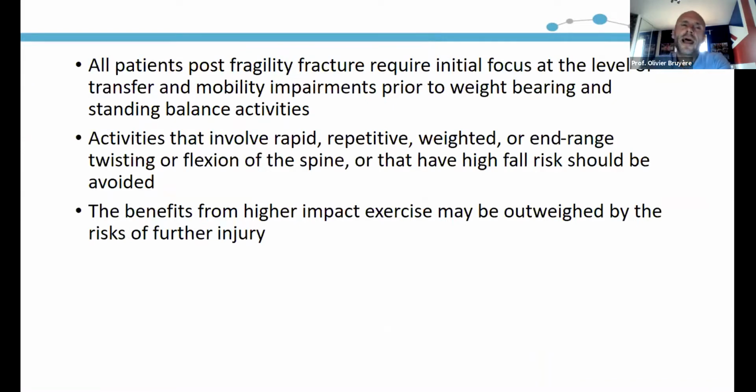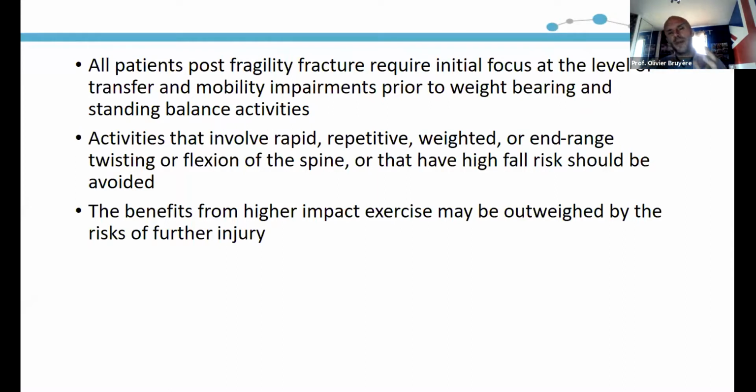However, we should pay attention with a patient with a vertebral fracture, because you are obviously aware that a new vertebral fracture is a major risk factor for a new fracture. So we need to be quite cautious with the exercises proposed to the patient. And scientific societies suggest that activities that involve rapid, repetitive, weighted, or end-range twisting or flexion of the spine should be avoided.